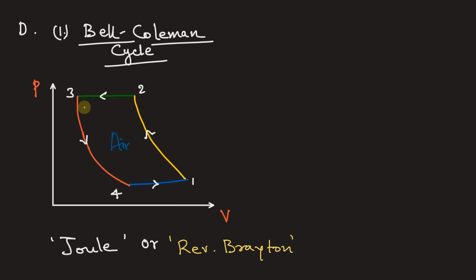Now the reason this cycle is called the reverse Brayton cycle is, you can see here, process 1 to 2 is an isentropic compression process, that is, entropy remains constant here. Process 2 to 3 and process 4 to 1 are constant pressure processes, and process 3 to 4 is an isentropic expansion, that is, entropy remains constant in this process. Now you will see this is exactly the reverse of the Brayton cycle. Since there is no isothermal process in the Brayton cycle, in the Bell-Coleman cycle also there is no isothermal process.